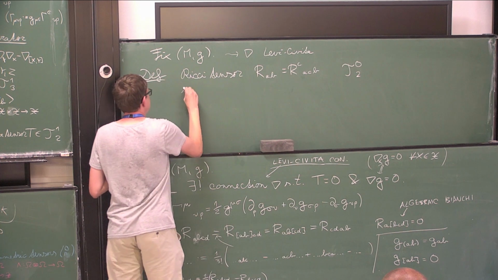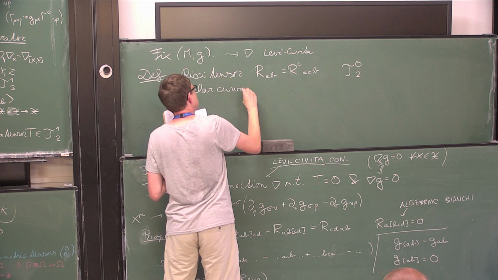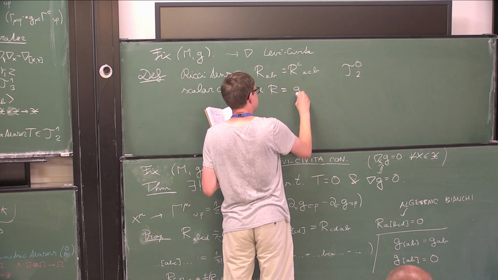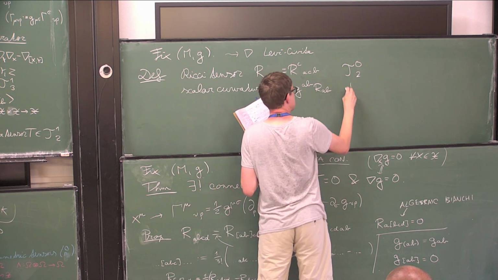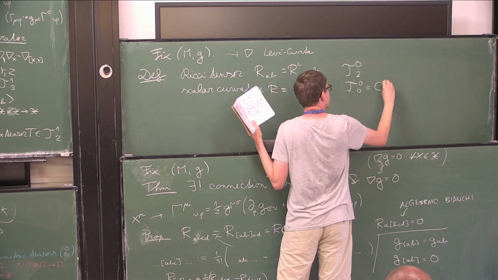Okay, and finally, the scalar curvature will be now the contraction of this guy with the metric. So this one really needs to use the metric. And so this doesn't have any remaining index. So it's a 0, 0 type tensor, which is the same as a function.